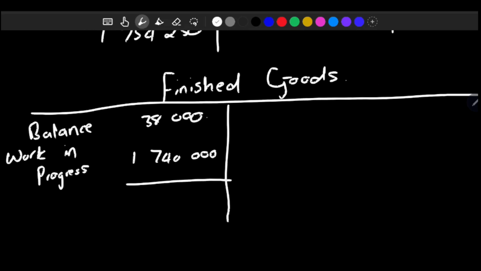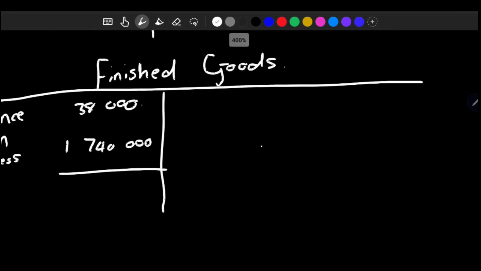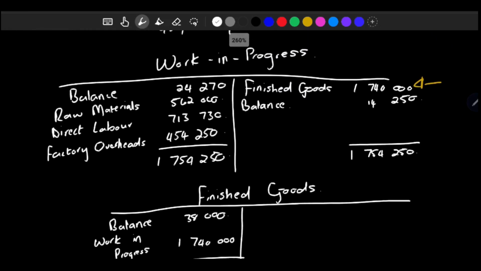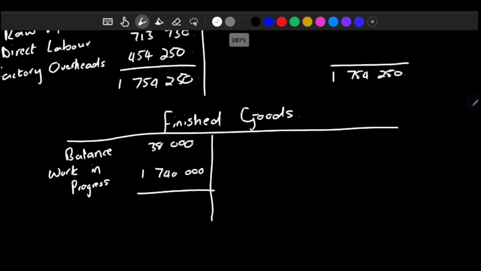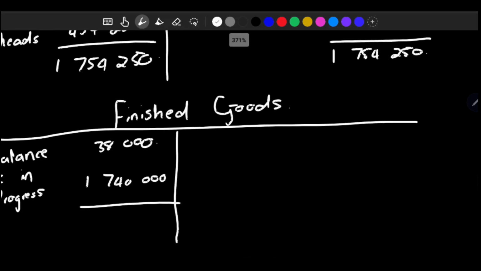On the other side, this is purely on just knowing your formats, right, on your T accounts. This never changes. The way you see work in progress, you'll always have on the debit side balance, raw materials, direct labor, factory overheads. On the credit side, always will be finished goods and balance. The same thing here, finished goods on the debit side, which is your left side, you'll always have balance and work in progress. On your credit side, always you will have your cost of sales and closing balance, right?